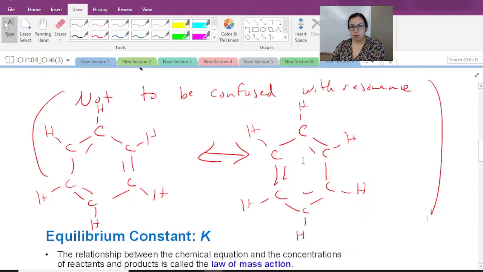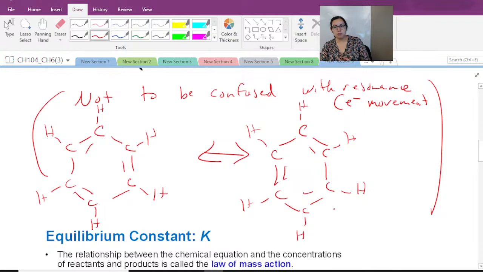All right, so that's resonance, right? So that's compared to equilibrium. So with resonance, you might want to add to that just like electron movement. So not to be confused, and that's where it has that double-headed arrow, when you're just showing electrons moving around.